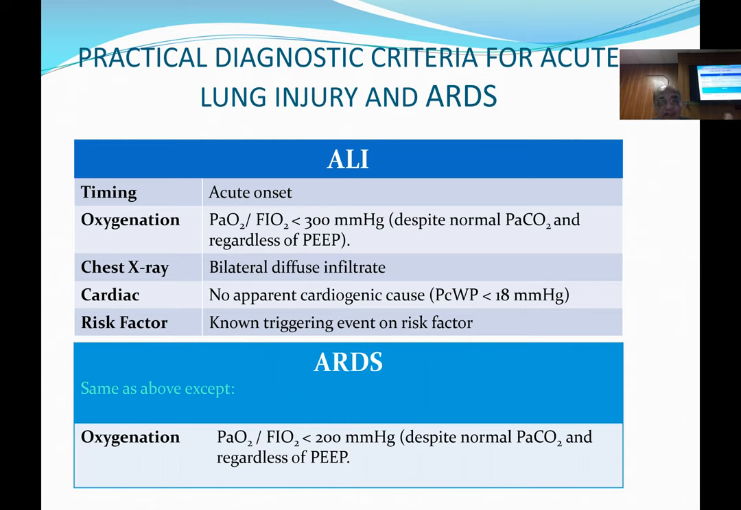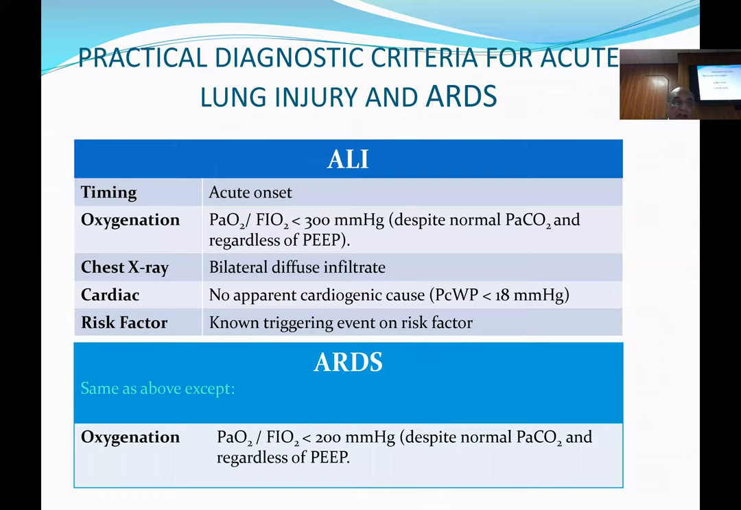Now, on top of these things, when the oxygenation, PaO2 over FiO2 ratio, goes below 200, then you should know that the patient has gone into ARDS. Any patient who is on a ventilator, or whom you are suspecting, you should always calculate this ratio. This classification is done entirely on the PaO2 divided by FiO2.